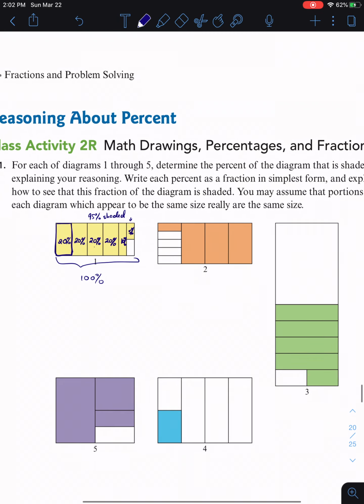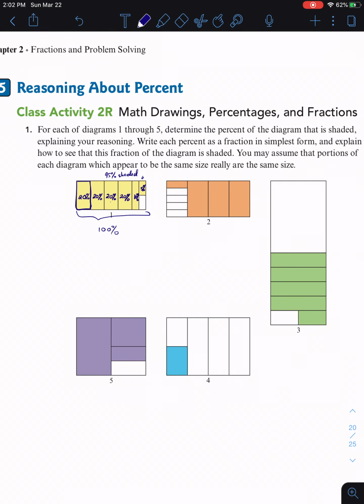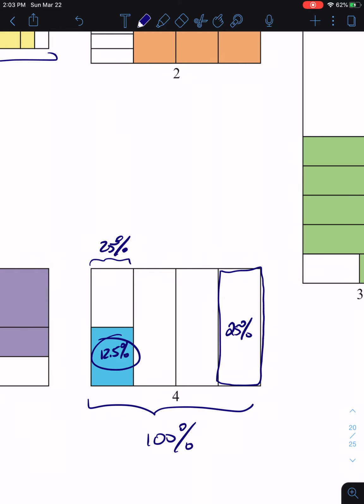Okay, so determine the percent of the diagram that is shaded. And we can continue to do that. But the idea is that the pictures here represent the whole being 100%. So let's say even for question 4, these shapes represent a piece that you need 4 of to fill the whole. So each one of those is 25%. So then this is 12.5%. The shaded region is 12.5%.